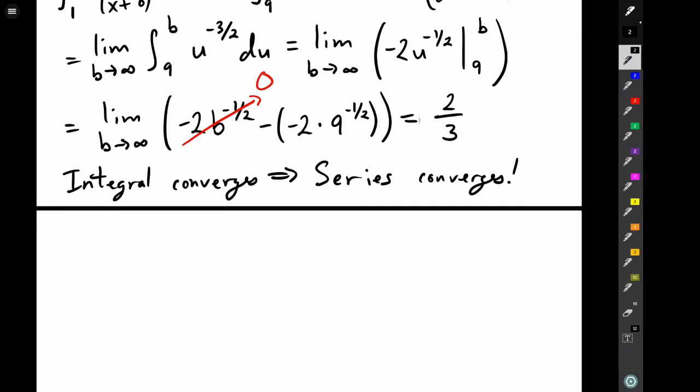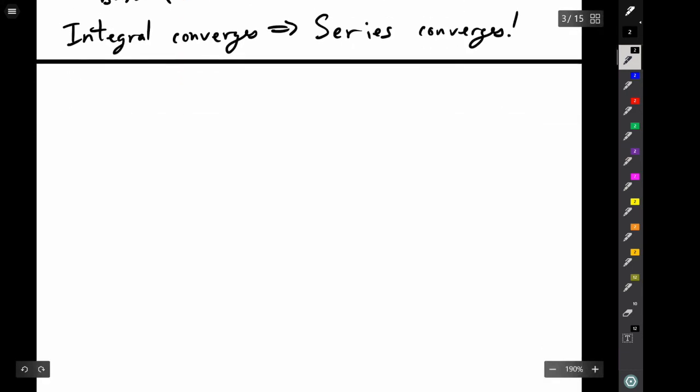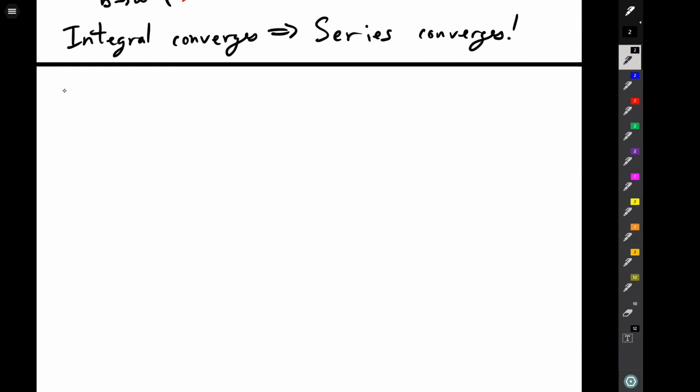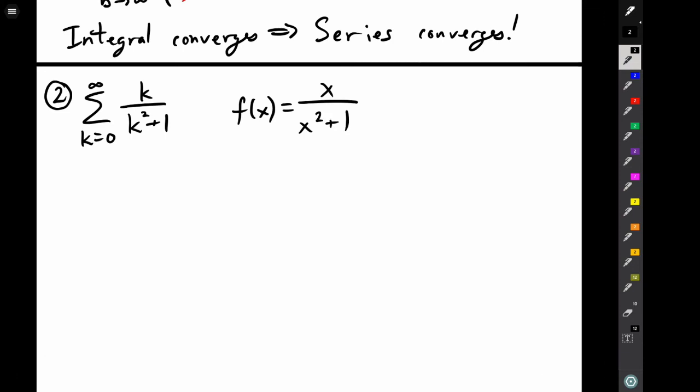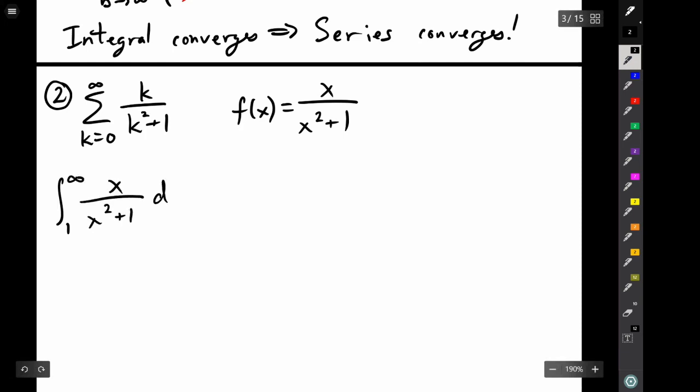Okay, so let's look at another example. All right, and we actually had this example earlier. Let's look at the sum as k goes from 0 to infinity of k over k squared plus 1. Again, a good function that'll work here is simply to replace the k's with x's. And I want to compute the integral of this. Integral from 1 to infinity, x over x squared plus 1 dx.